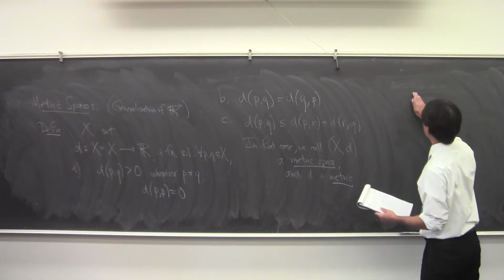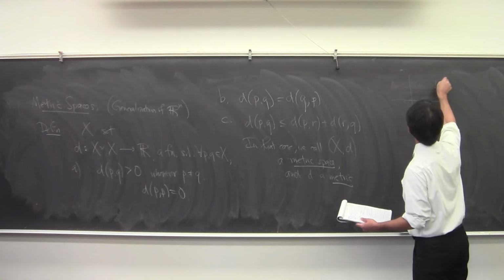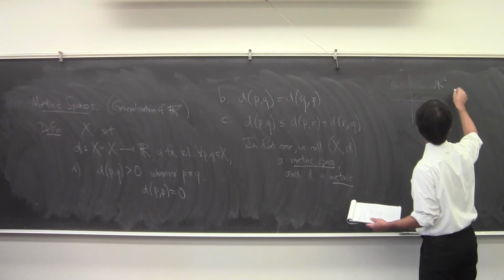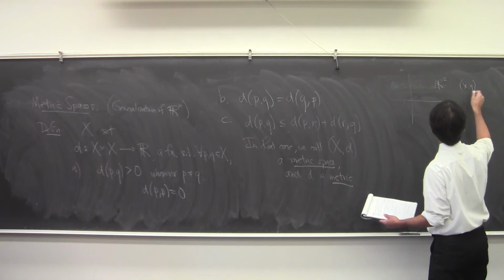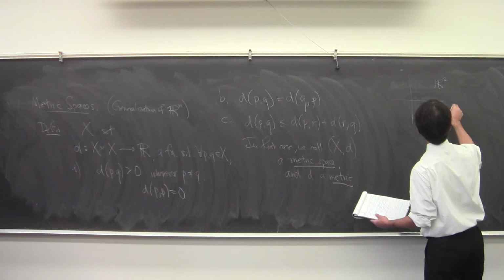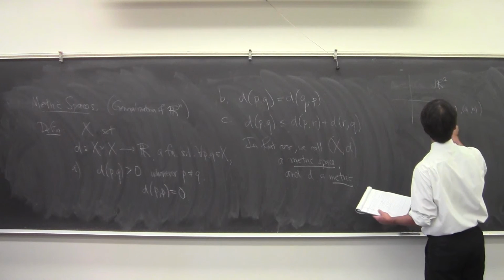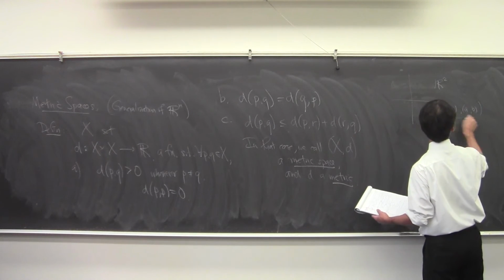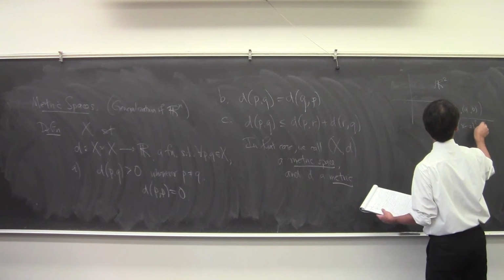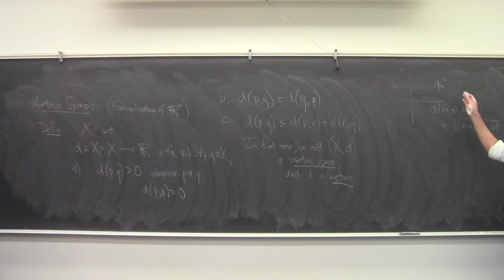Some metric spaces you've seen before: in R2, you've got two points, x, y and a, b, and the distance between them is the square root of (x minus a) squared plus (y minus b) squared. So this is R2 with the standard Euclidean metric.